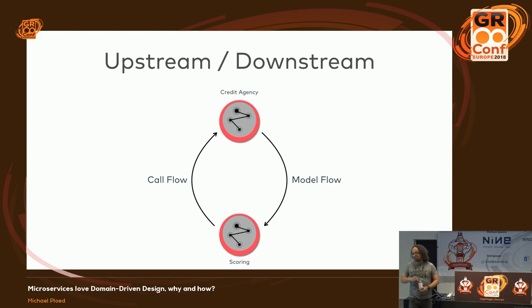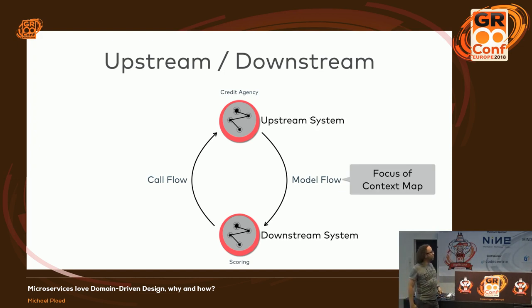And they answer with a model that contains a percentage value, some warning messages, some knockout criteria, or something like that. I mean, that's their model. But another credit agency could have an international rating agency model like AAA, B minus, D plus, and stuff like that. And this model flows down from the credit agency to the scoring component. The scoring component needs to deal with that. And this is where the focus of the context map is.